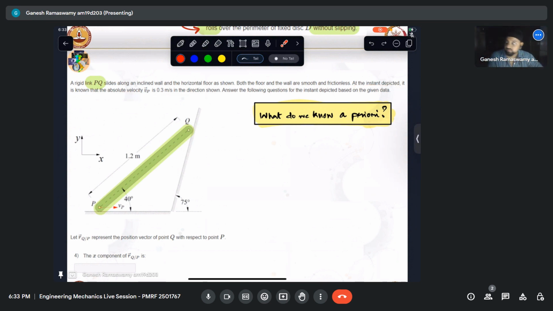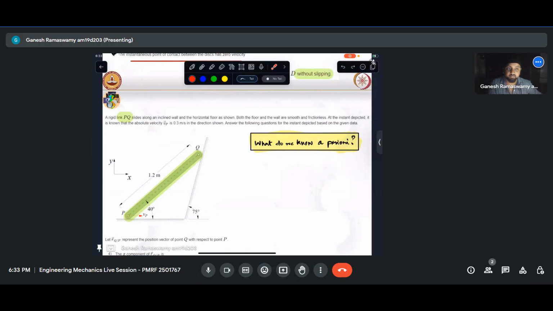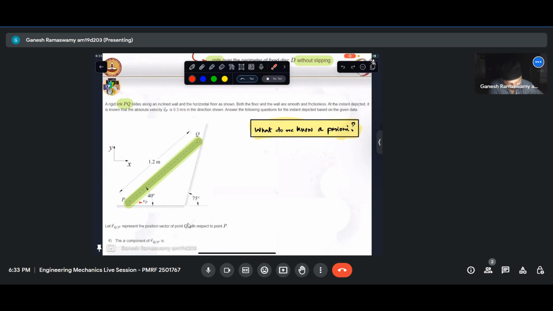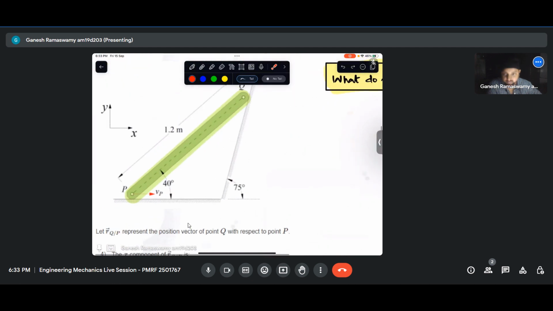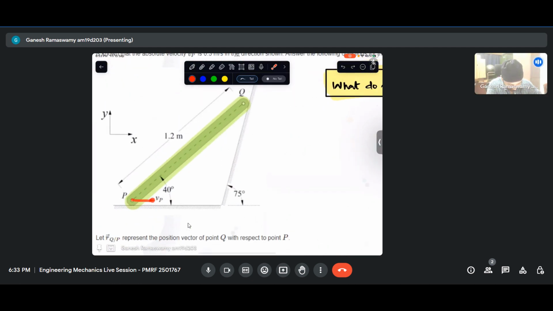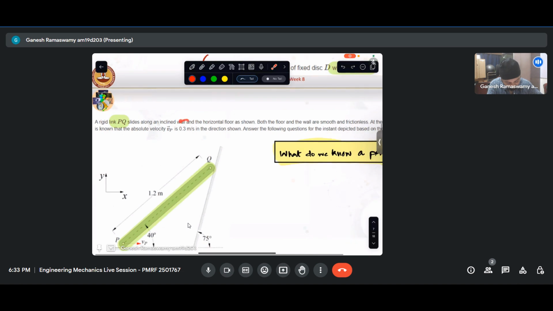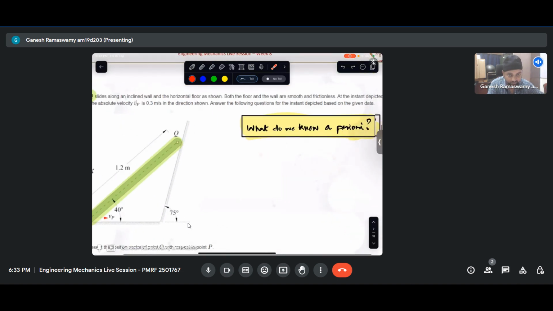At the instant depicted, it is known that the absolute velocity Vp is 3 meters per second in the direction shown. So I have been given the velocity of this point as Vp. Now from the figure, I can see that this point's velocity is given as Vp, which is in that direction. And it has a magnitude of 0.3 meters per second. So answer the following question is what is asked.